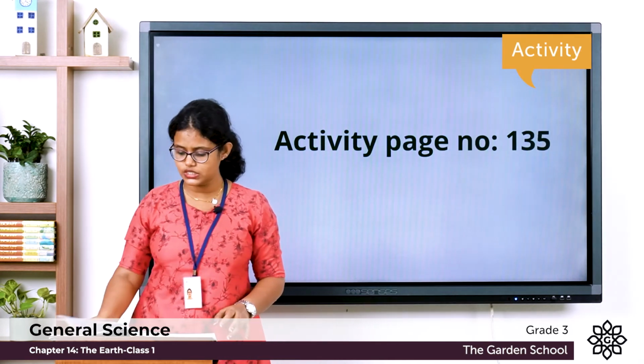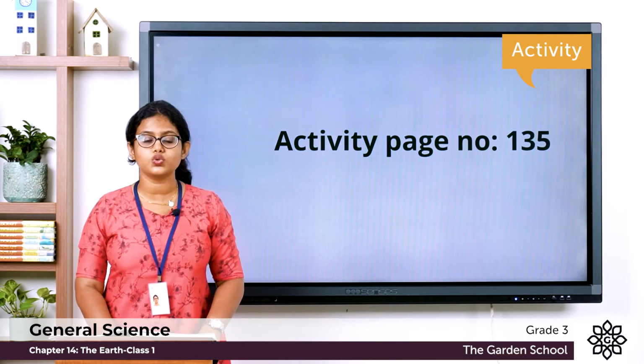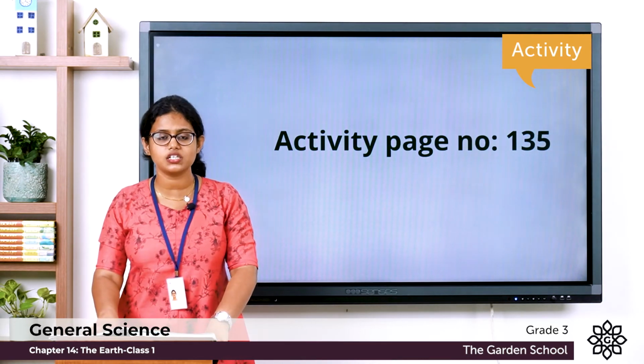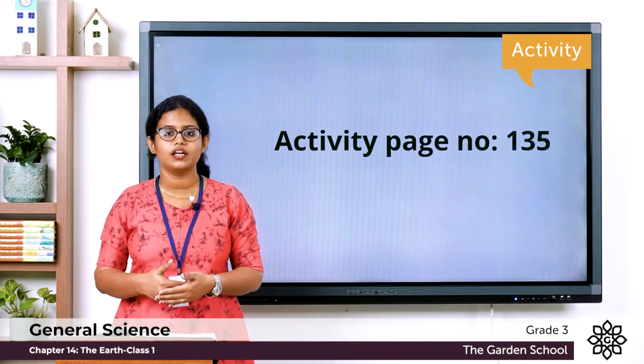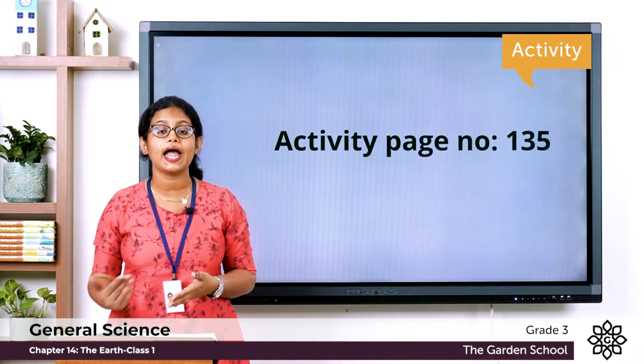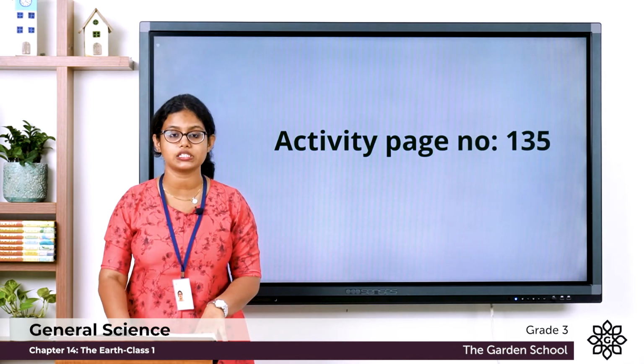Then there is an activity in page number 135. You can just go through that activity, and there are two questions given. You can answer it based on this activity, and you will get to know the rotation of the earth causes day and night. In page number 134, there are two questions.